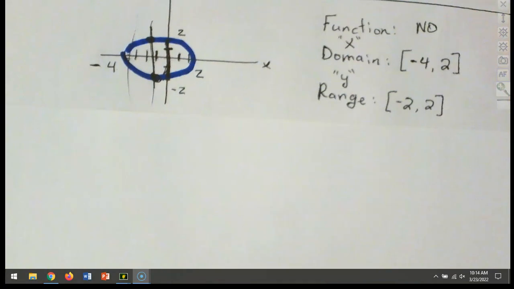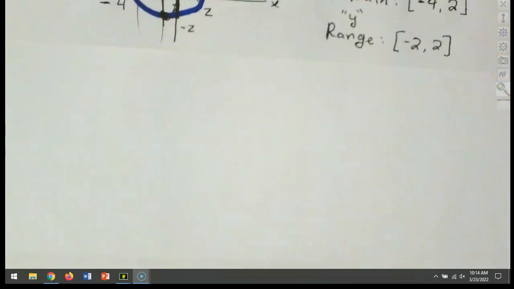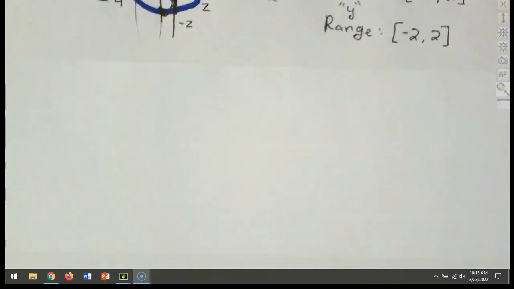Now we'll move on to the last part of this section. And we're going to talk about equations. And we're going to see if these equations are functions or not. And then we'll also be finding the domain. We're not going to find the range because that's more college algebra.